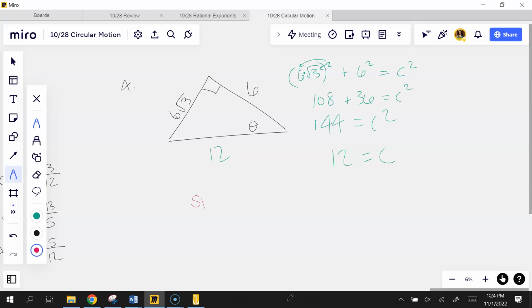So the sine of theta would be, wait, no. It's 6 root 3 over 12. What's the opposite side and the hypotenuse? I can and I do need to simplify that a bit. Square root of 3 over 2. Because when we form our unit circle, you're going to have to be able to do that, so you have to see why. How about cosine theta?